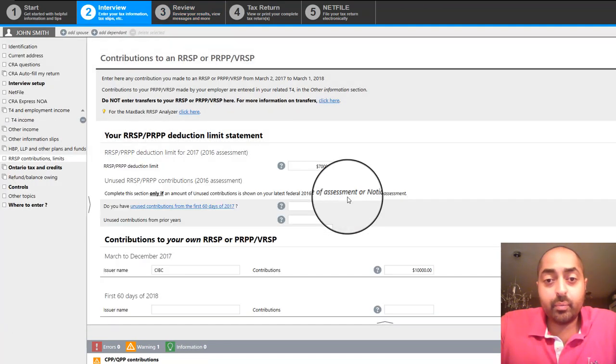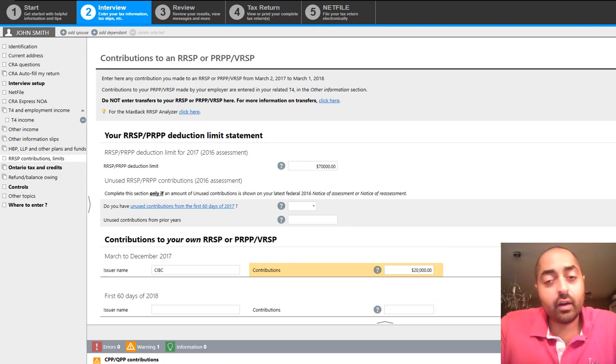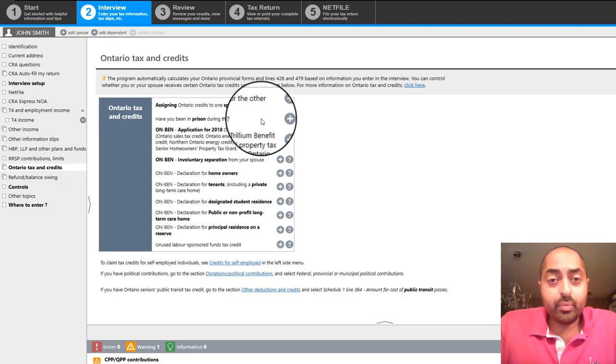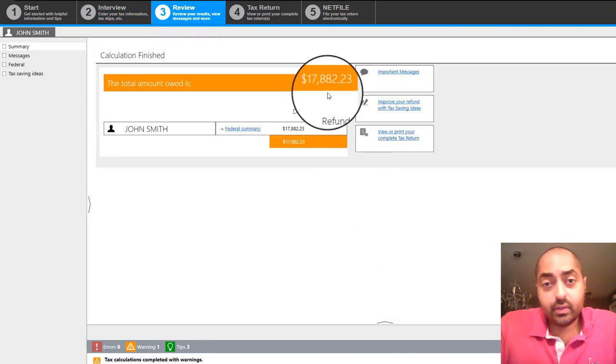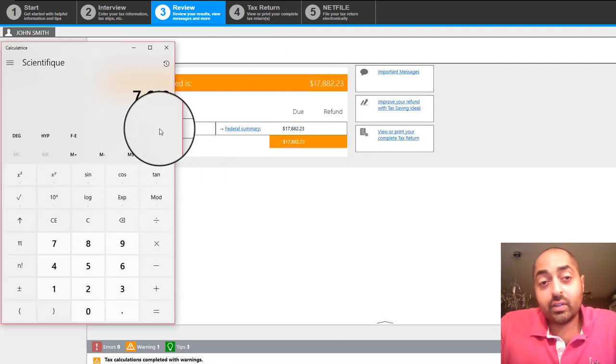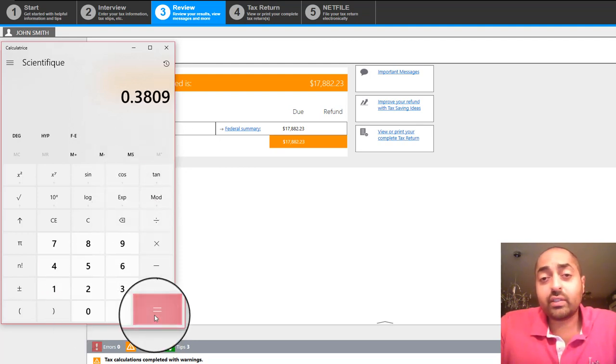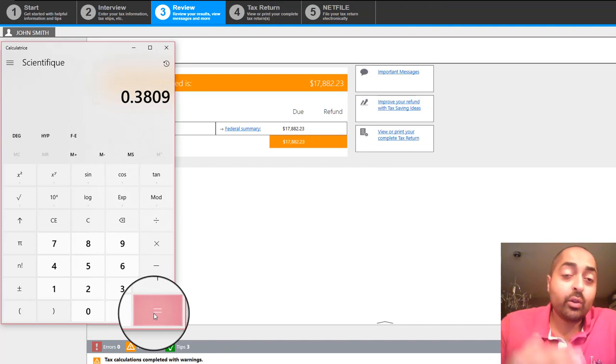Now let's see what happens if he puts in 20,000. Remember, when he put in 10,000, he got about 42% back. So when he puts in 20,000, we were at 25,500. By putting in 20,000, he saves 7,600 divided by his 20,000. That's 38%. So you saw in the first example, he was at 42% savings, and in this example, with 20,000 contributed to his RRSP, he's at 38%. That can be explained by the fact that he's in a lower tax bracket.